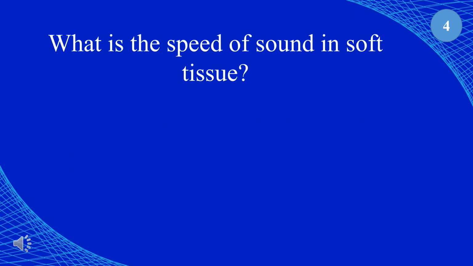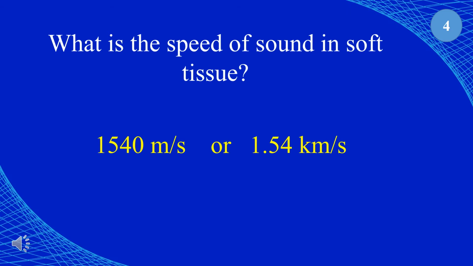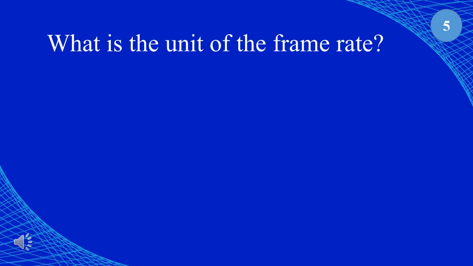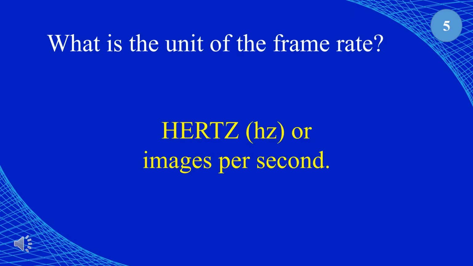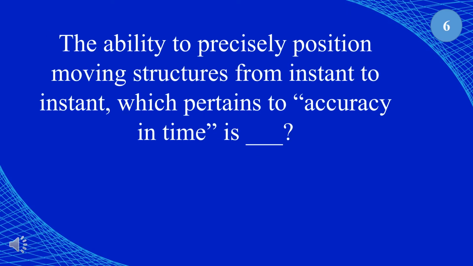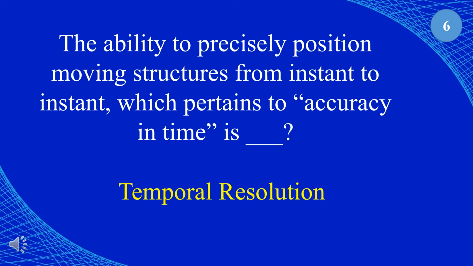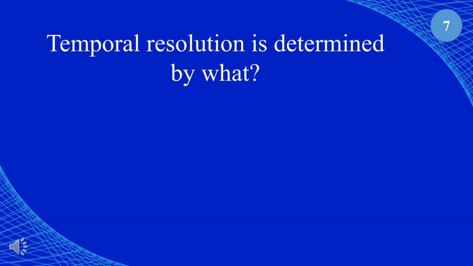What is the speed of sound in soft tissue? 1540 mm per second, or 1.54 km per second. What is the unit of the frame rate? Hertz, or images per second. The ability to precisely position moving structures from instant to instant, which pertains to accuracy and time is what? It is termed temporal resolution. Temporal resolution is determined by what? Temporal resolution is determined by frame rate.